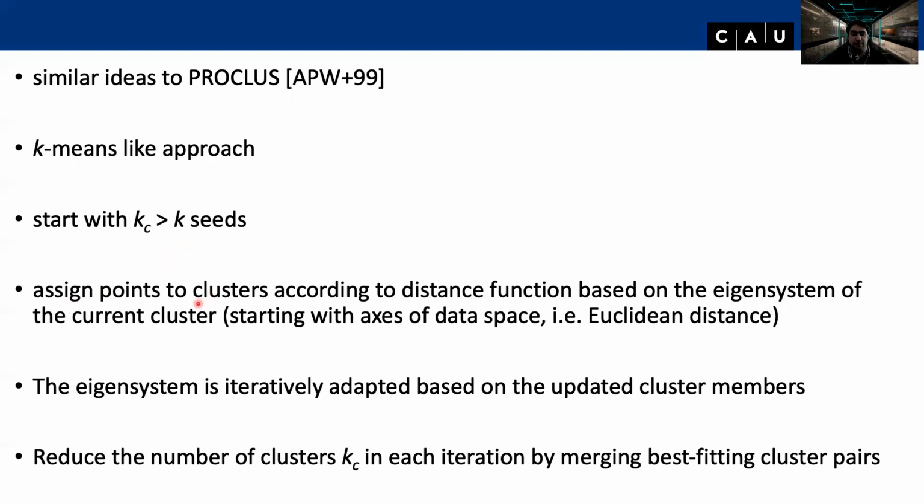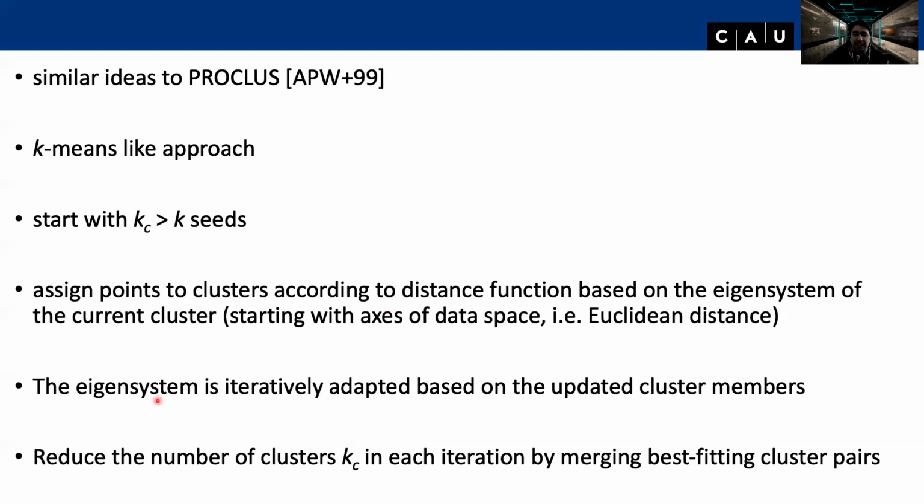It assigns a point to a cluster according to a distance function, which is based on the eigensystem, in the sense of eigenvectors, of the current cluster. And in the beginning, it starts with the axes of the entire data space. So in the first iteration, it just computes the Euclidean distance. It performs like the first step of k-means clustering. Take all the dimensions that you have.